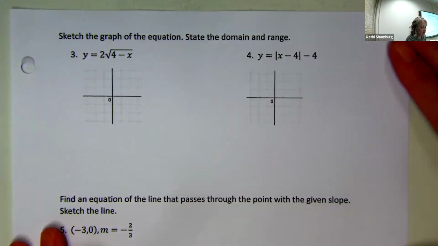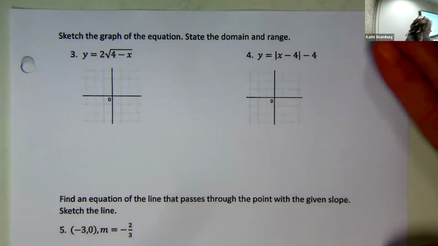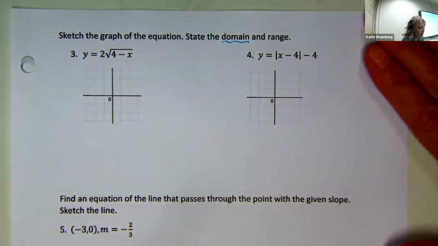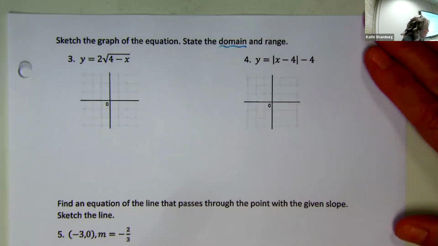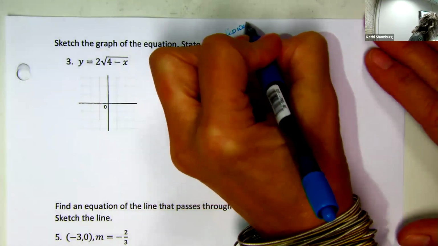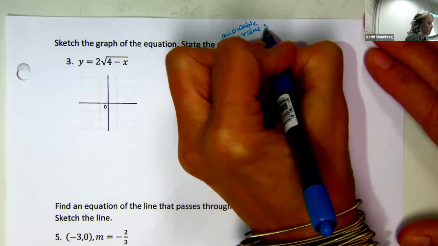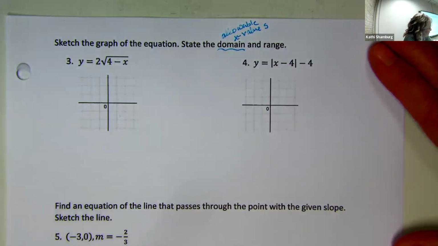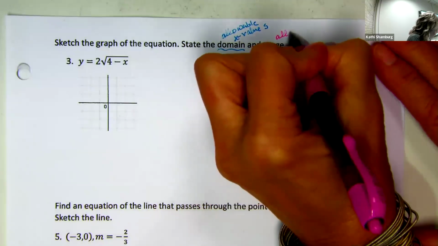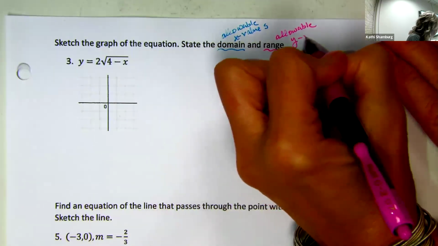All right, this is asking us to sketch the graph of the equation, and then it is asking us to state the domain. So we've got to remember what the domain is. Domain is your allowable x values. And then your range are your allowable y values.